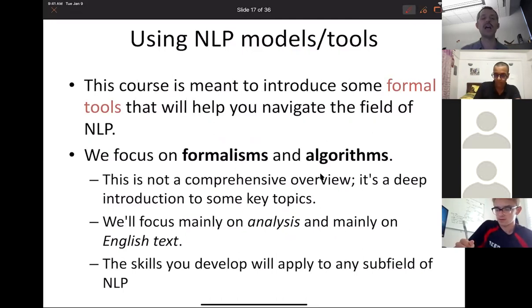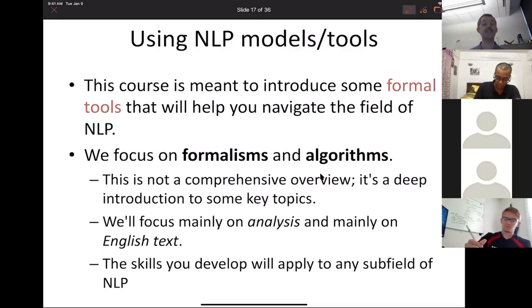So this course is meant to introduce you to some formal tools that will help you navigate the field of NLP. It's not about introducing you to NLP as it's practiced right now, or trying to make you a state-of-the-art NLP practitioner. It's designed to give you the foundation in terms of formal tools that you need in order to adapt to NLP practice in the future, or to understand what people have done in NLP in the past. So we focus on two things, on formalisms and algorithms.